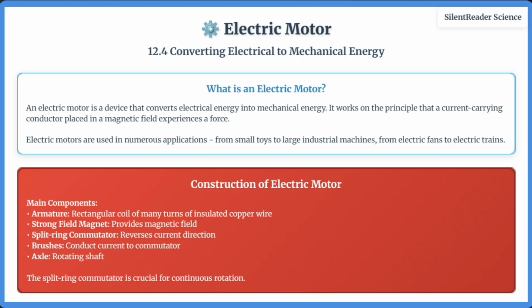The working principle involves current flowing through the armature coil, which experiences torque in the magnetic field, causing the coil to rotate. At the vertical position, the commutator reverses the current, which maintains rotation in the same direction. This process repeats for continuous rotation. Fleming's left-hand rule determines the rotation direction.